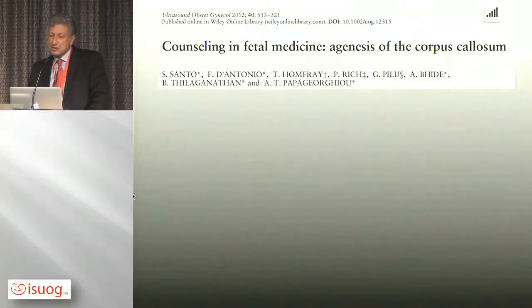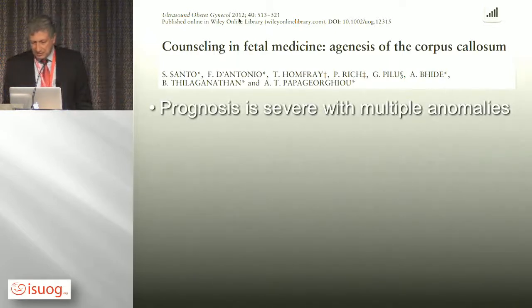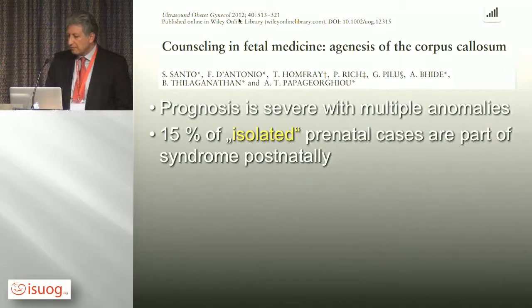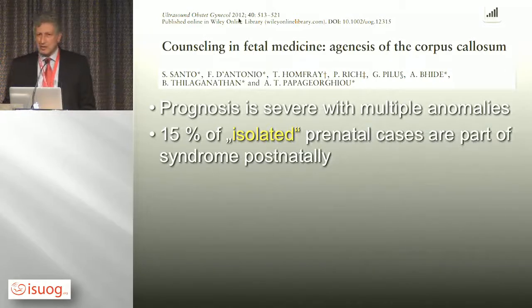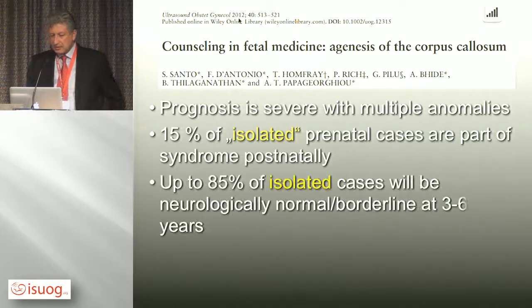We had just in the White Journal an article on this topic, which is also on the CD. I will not cover it extensively, but in general, you can say the following. First of all, which is obvious, if you have severe additional malformations, the prognosis is severe. If you have so-called isolated cases, even if you are the best, you have done normal MR and so on, you still have to tell the mothers 10 to 20% of the cases, 15% is an acceptable value, will be part of a syndrome postnatally. You cannot rule it out prenatally.